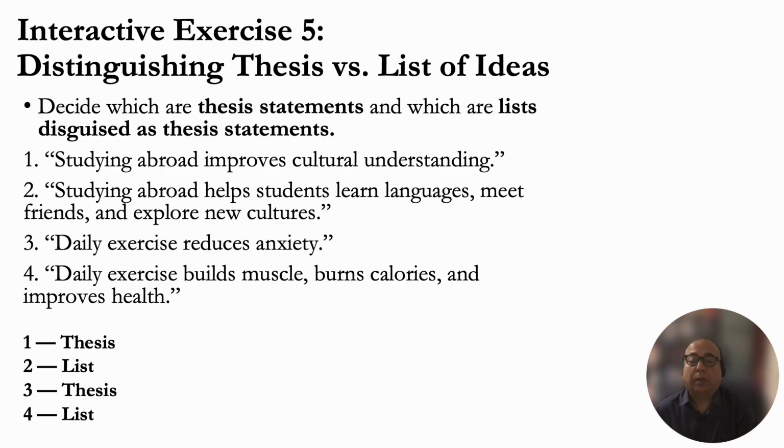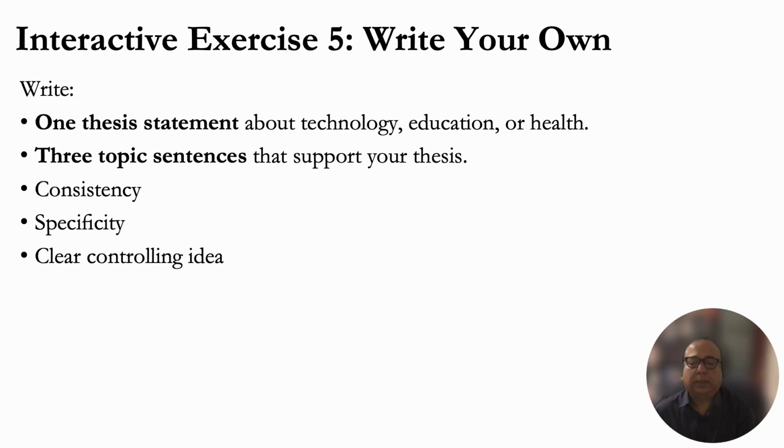Okay, so 1 is a thesis. It's a clear thesis. "Studying abroad improves cultural understanding." Very narrow. Number 2 is a list. Number 3 is a thesis. "Daily exercise reduces anxiety." And number 4 is just a list. "Muscle burns calories, improves health." Okay? How are you doing? So far, so good? Great. Let's keep on moving.